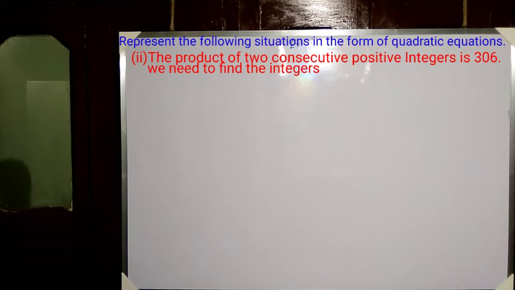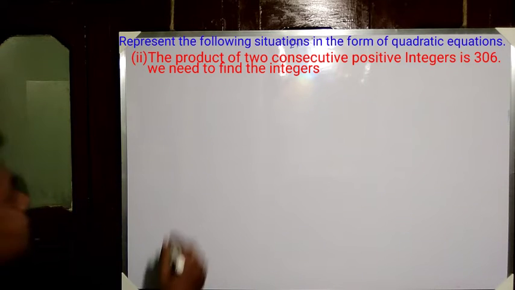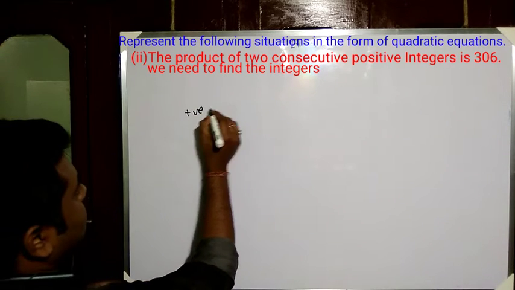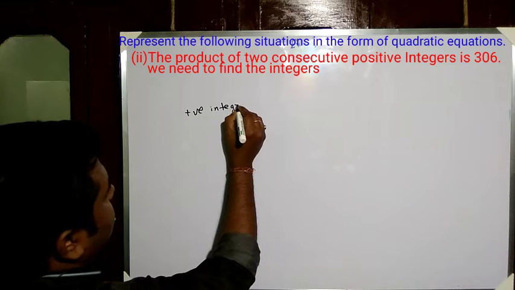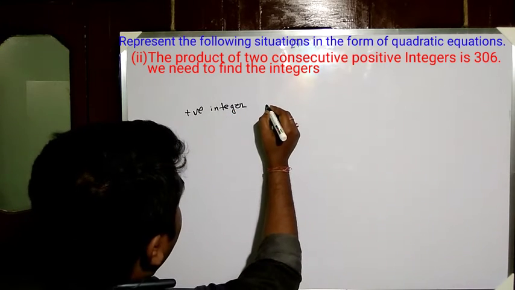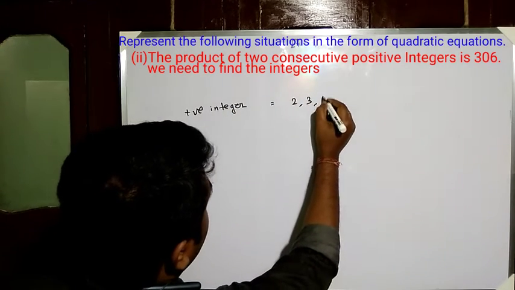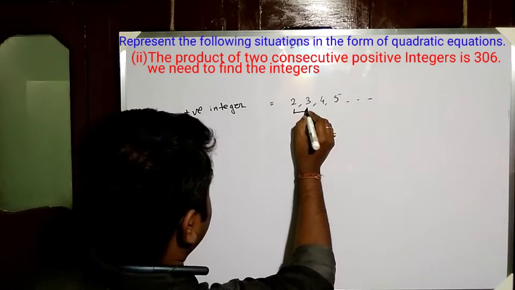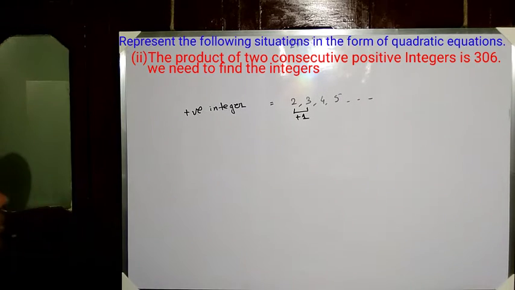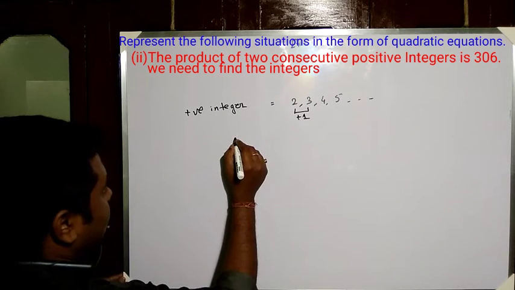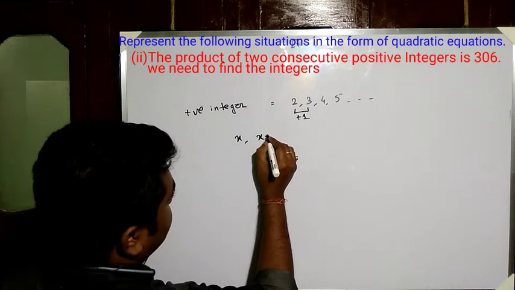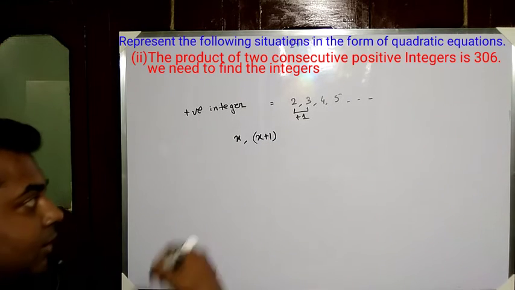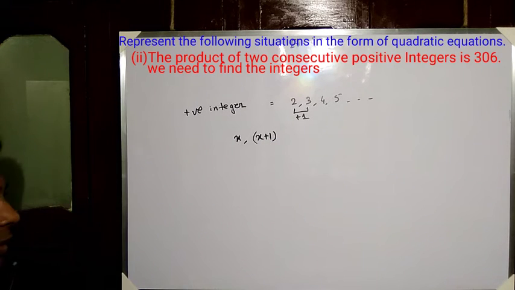Next question. The product of two consecutive positive integers is 306. Give me an example of positive integers: 2, 3, 4, 5. So definitely, what is the difference between them? Plus 1. It means if you take x, then the next one is x plus 1, the next one is x plus 1 plus 1, like this.